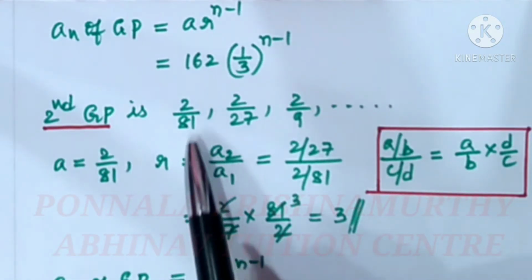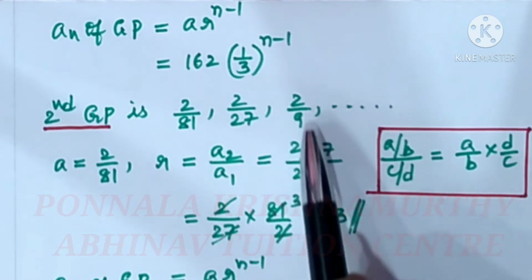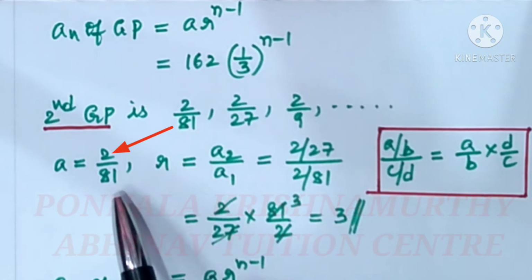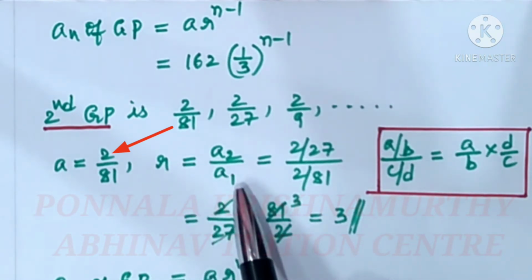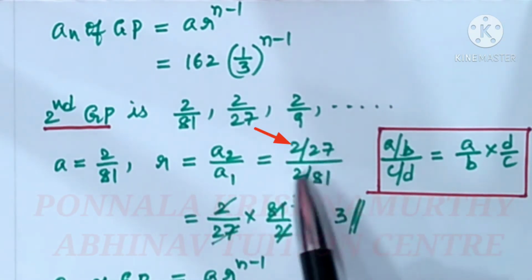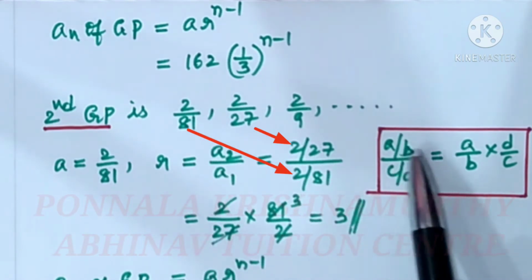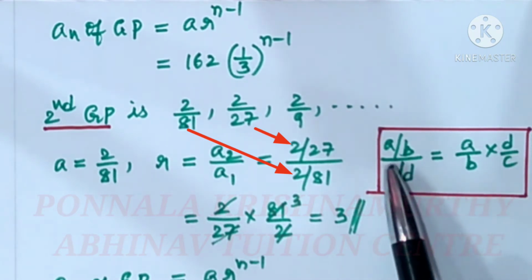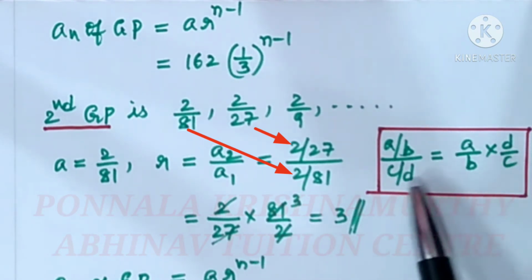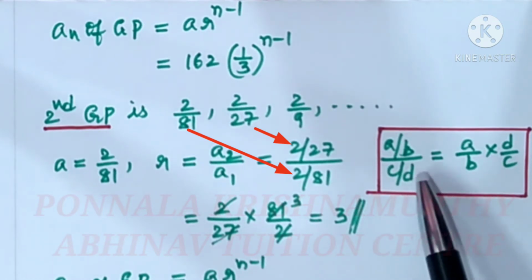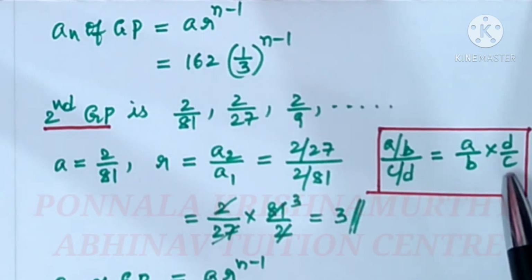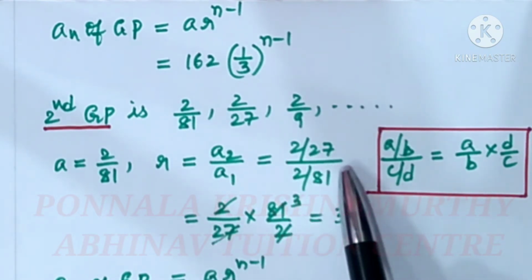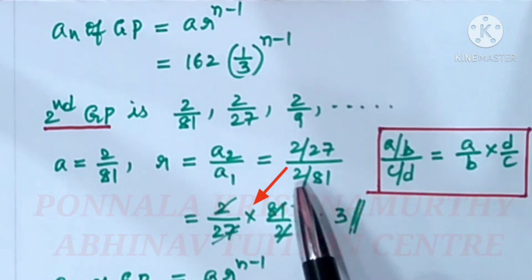Second GP is 2/81, 2/27, 2/9, and so on. Here the first term A is 2/81 and the common ratio R is A2 by A1, that is equal to (2/27) by (2/81). a/b by c/d is equal to a/b into d/c. If we write into in place of this division, this c/d becomes the reciprocal of c/d, that is d/c.